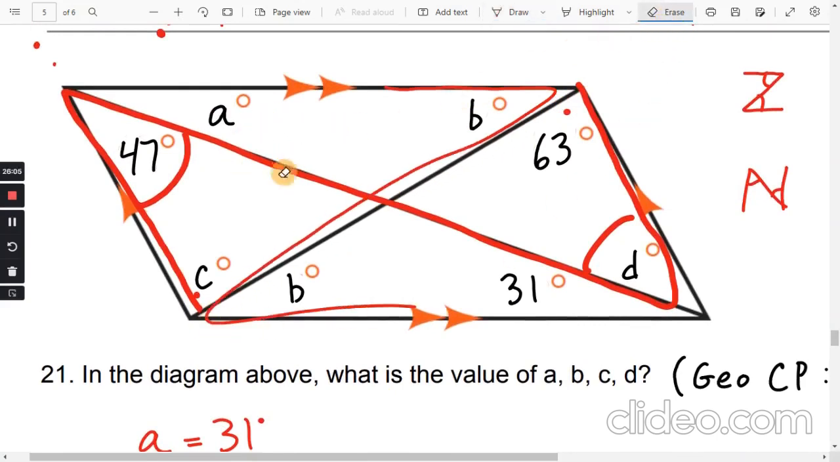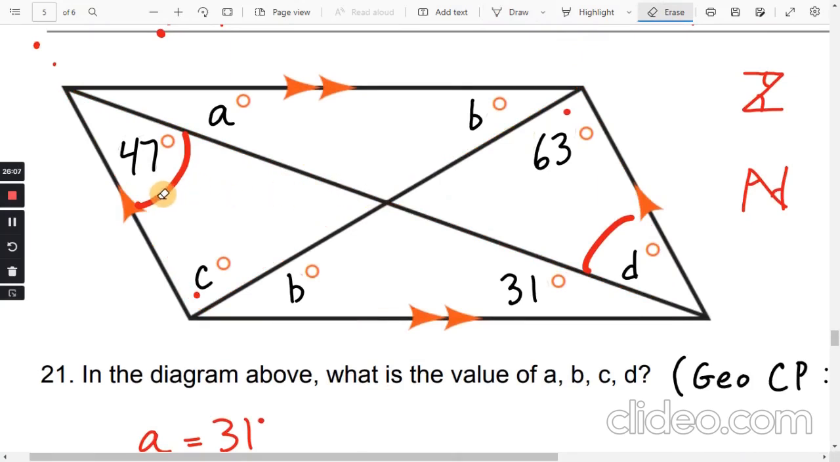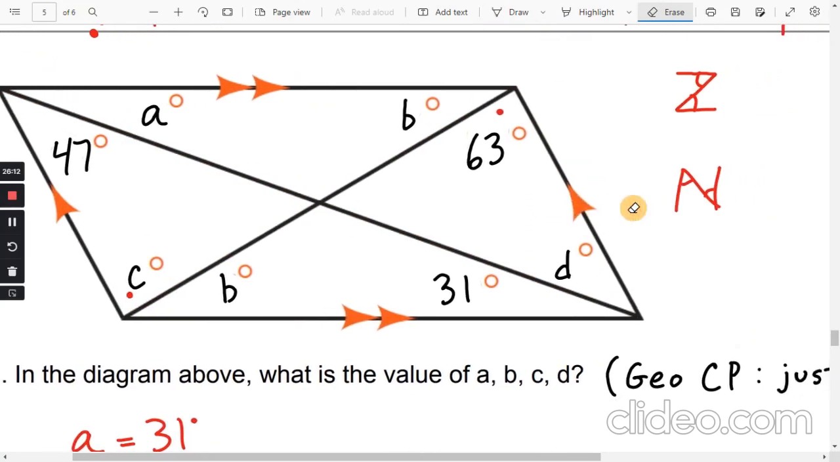All right. So this part will be for honors only. You can still watch it even if you're in college prep. But we have the parallel lines on the top and the bottom, and this line here is cutting through. So same side or supplementary. So this angle here and this angle here are supplementary. Okay, so B plus 63 plus 31 plus D is going to equal 180.